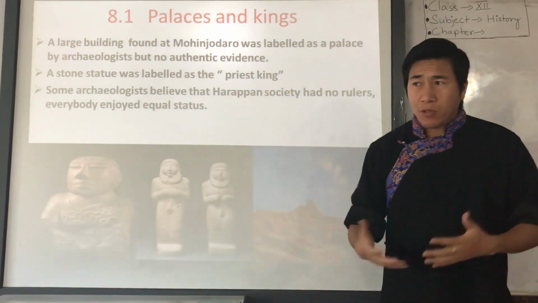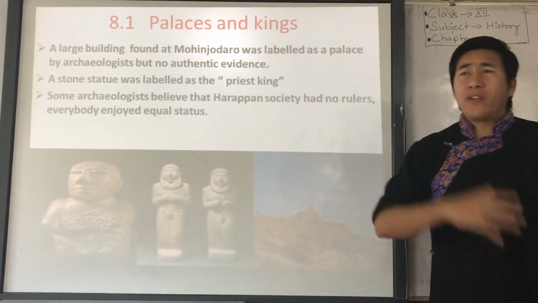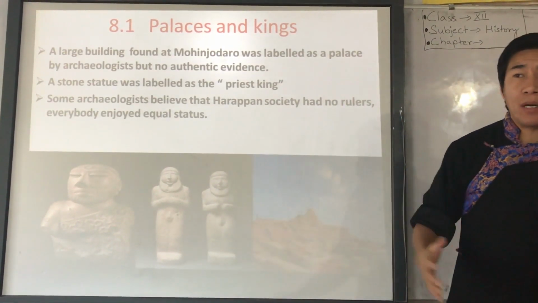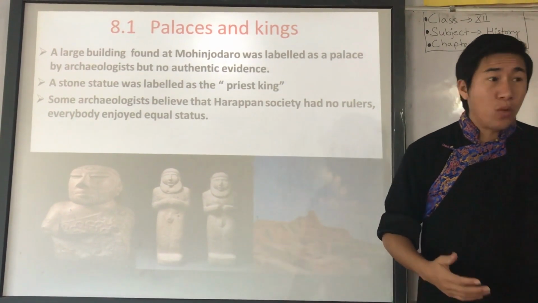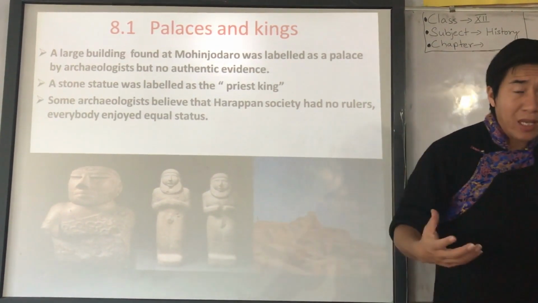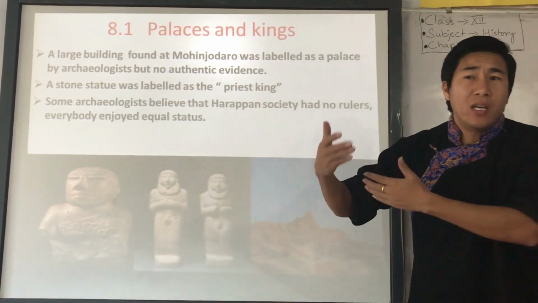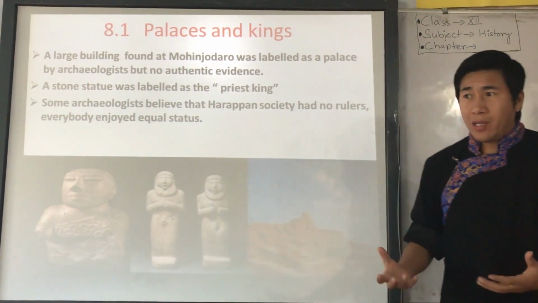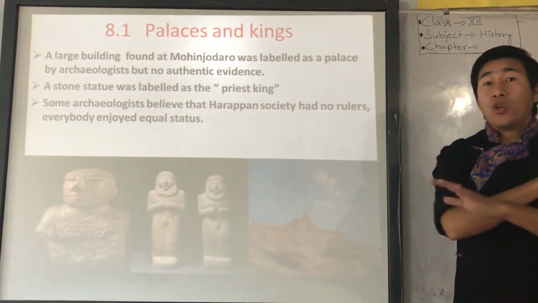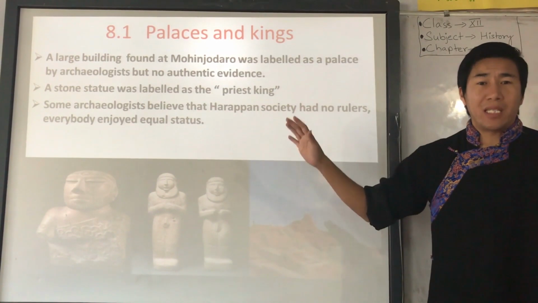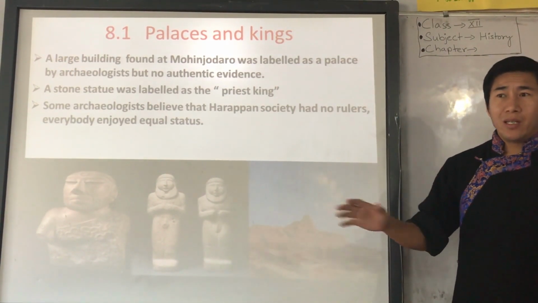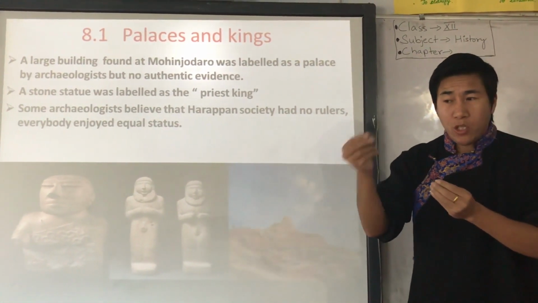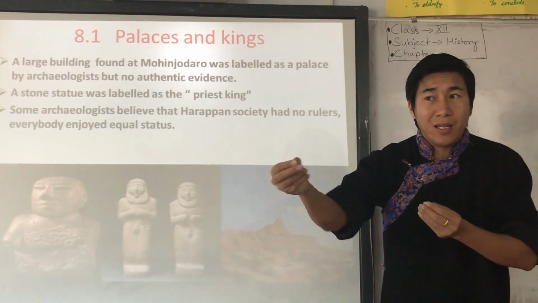Now, the question about kings or rulers. Different historians have different notions. Was there one king? Were there many kings? Was there no king? Some say that the Harappans had no king, and everybody enjoyed equal status. All were equal. Some historians give this kind of hypothesis.